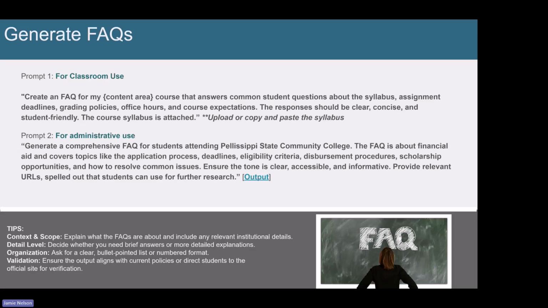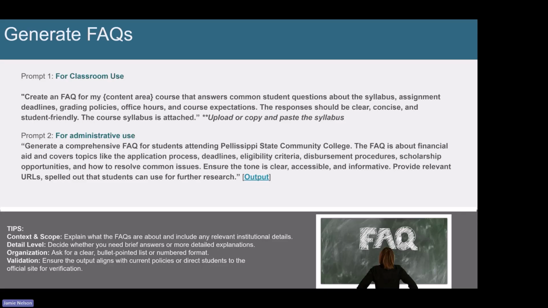So for the classroom use is generate an FAQ for this is my course title that answers common student questions about the syllabus, assignment deadlines, grading policies, office hours, and course expectations. The responses should be clear, concise, and student-friendly. The course syllabus is attached. So I'm just giving that for extra information. You don't have to. You can have it just generate a set of general FAQ questions, and it's going to pull, from where it's learned and been trained on the web, FAQ questions from many syllabi that it's read. So that's a great way to use it.